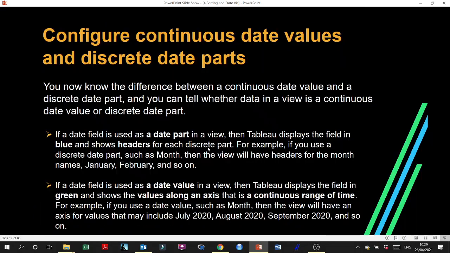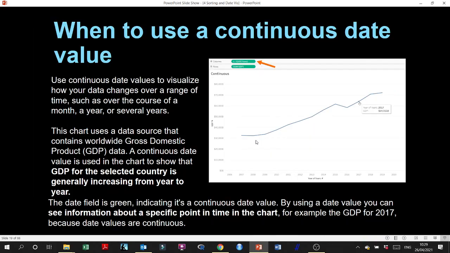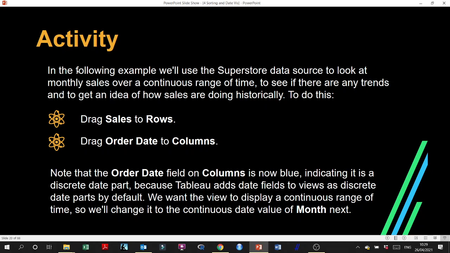And when do we use this date part here? We use this date part because it's easier for us to compare. And also somehow we can take a look at the trends. I'm going to talk about this in a future slide. For now, I would like you to follow through these slides.